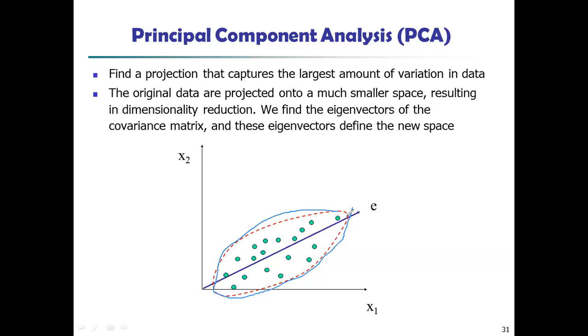And finally, this is the new space for this entire data. This is the way you represent principal component analysis. Simply, you can say that you find the projection capturing the large amount of variation in data. The original data are projected onto a much smaller space, resulting in dimensionality reduction.